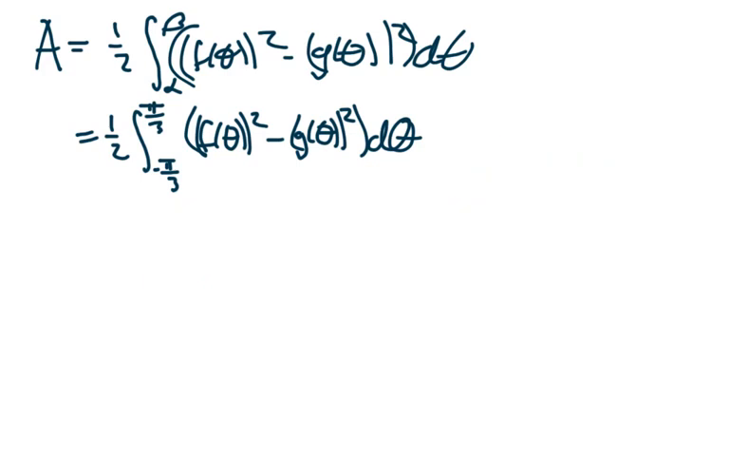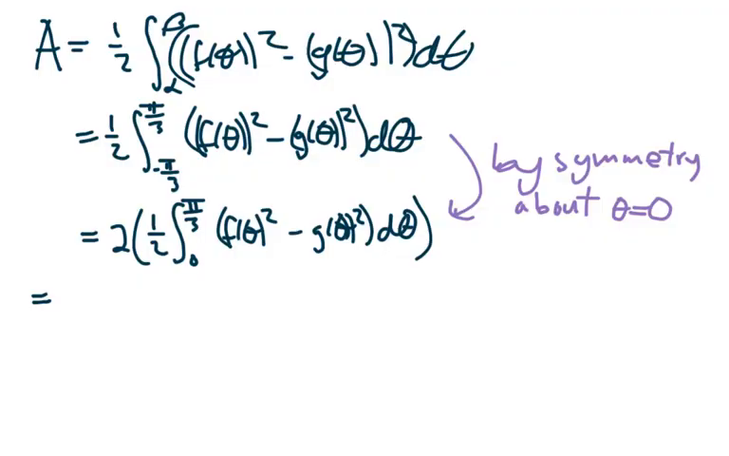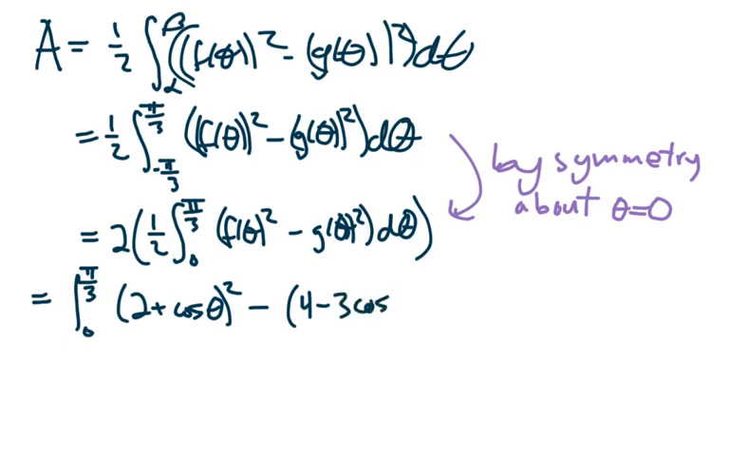Now which of these two curves is our f and which one is g? Now the further away curve from the pole is going to be the green one. That was 2 plus cosine theta. So we multiply this 2 times this 1/2, and we replace f with 2 plus cosine theta squared minus, replacing g now with the other one, 4 minus 3 cosine theta, also parentheses squared, d theta. Now you're going to have to FOIL both of these.